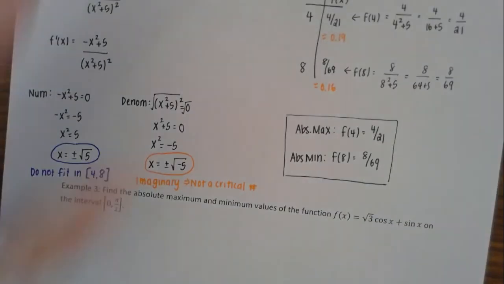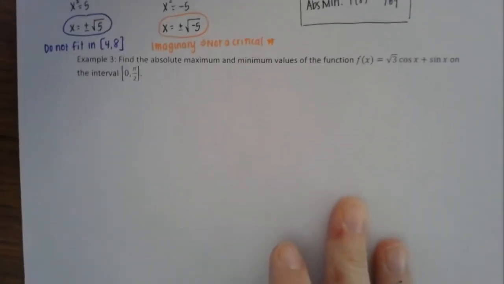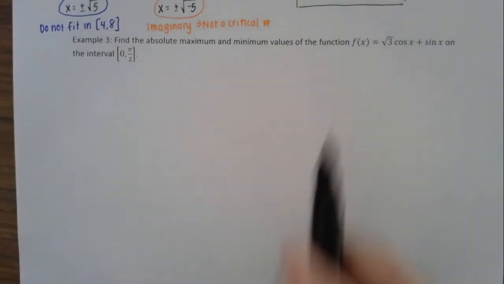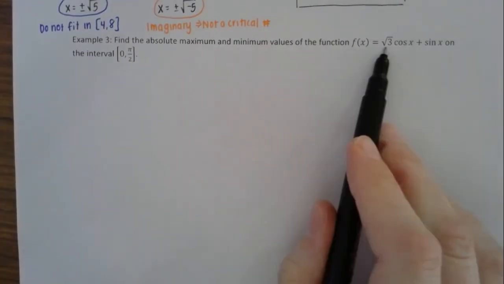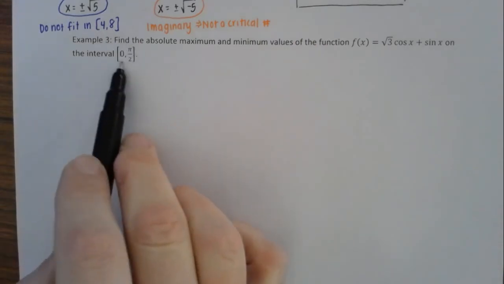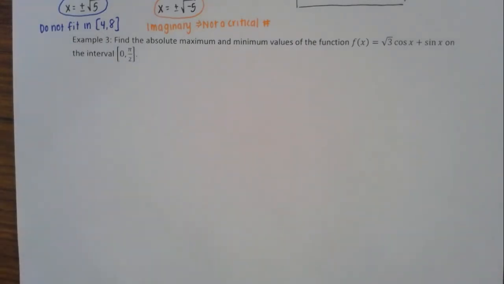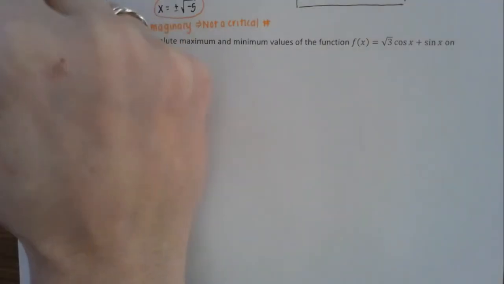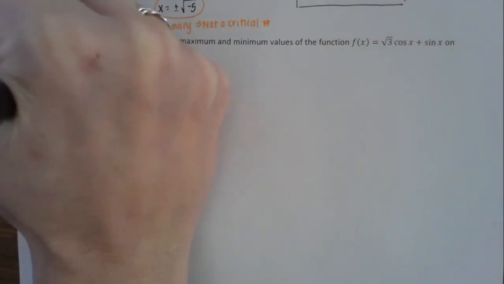Okay, so we'll do one more example with a trig function. So I want to find the absolute maximum and minimum values of the function f of x equal to the square root of 3 times cosine of x plus sine of x, and we're looking on the interval from 0 to pi over 2. So first step, get the derivative of this to find my critical numbers.